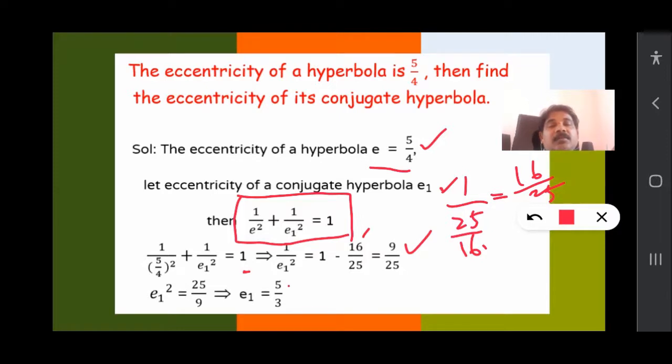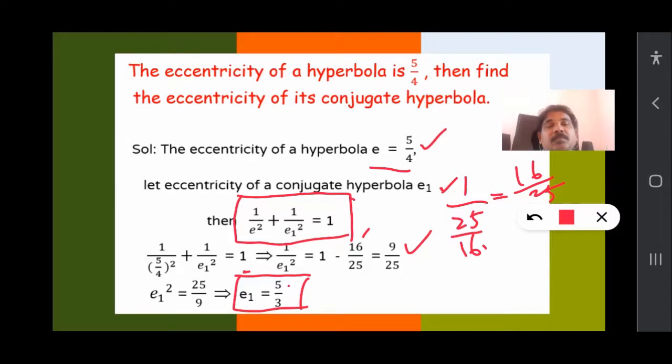So 1 by e1 square is equal to 9 by 25. Therefore, e1 square is equal to 25 by 9. Therefore, e1 is equal to under root of 25 by 9. The square root of 25 by 9 is 5 by 3. Therefore, the eccentricity of the conjugate hyperbola e1 is equal to 5 by 3.